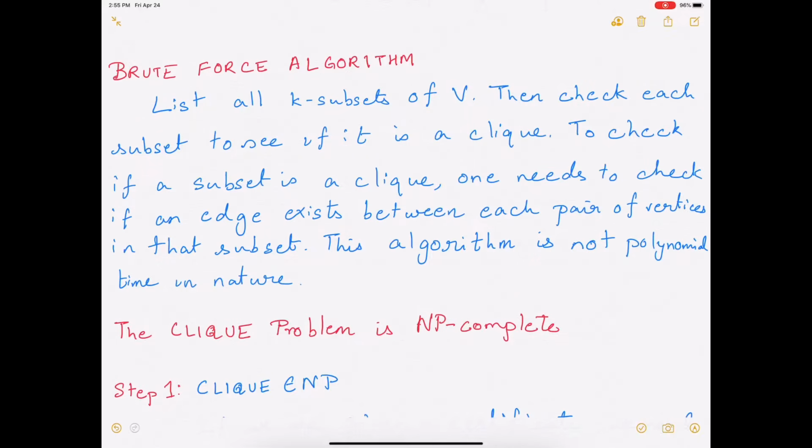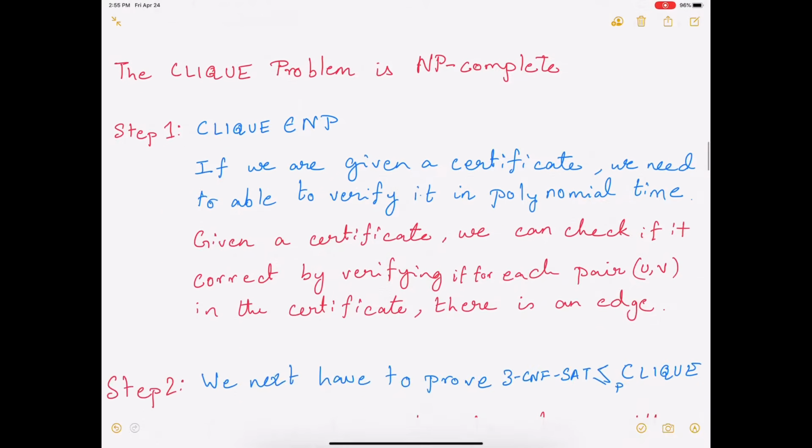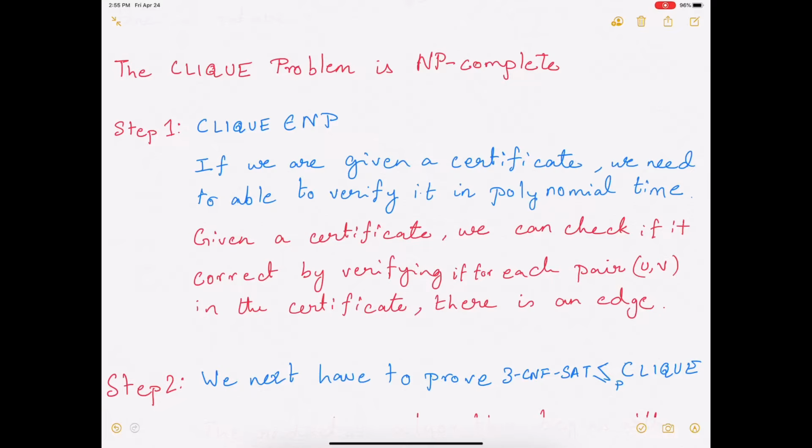Okay, so now to do that, we get to our formal proof. That is, the clique problem is NP-complete. So the first step is to show that clique is an element of NP. So to do that, what do we have to do? If we are given a certificate, we need to be able to verify the certificate in polynomial time.